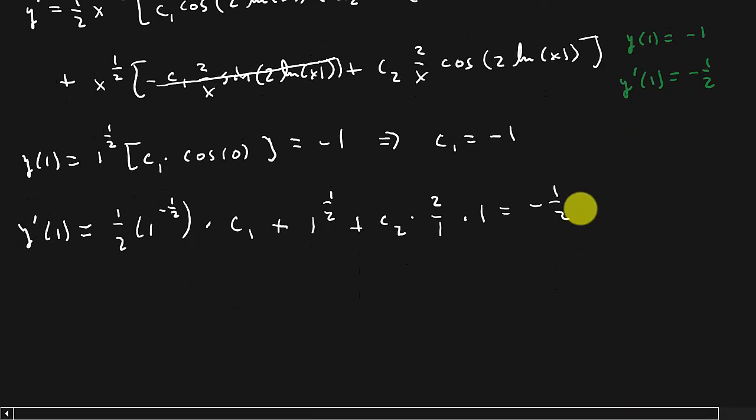And so this gives me 1/2 times 1 to the negative 1/2. This is just 1. And what did we find out about c1? c1 is negative 1. So this is going to be negative 1/2 plus, well, wait a minute, what did I do? Oh, that shouldn't be a plus there. That should be a times. All right, and then this is going to be plus 2c2 is equal to negative 1/2.